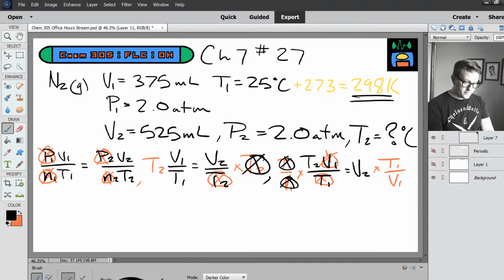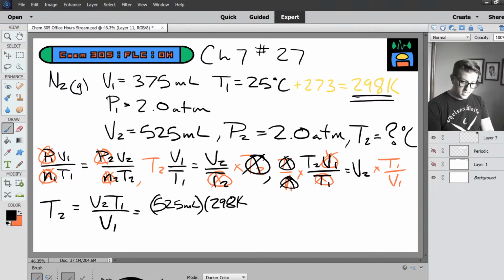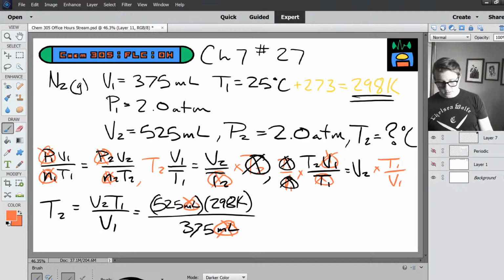So now our expression simplifies to T2 is equal to V2 times T1 over V1. Now we punch in our numbers. We've got 370. Oh no, that's V2 up in the numerator, 525 mils, times our initial temperature, 298 Kelvin, over V1, 375. Our volume units cancel.